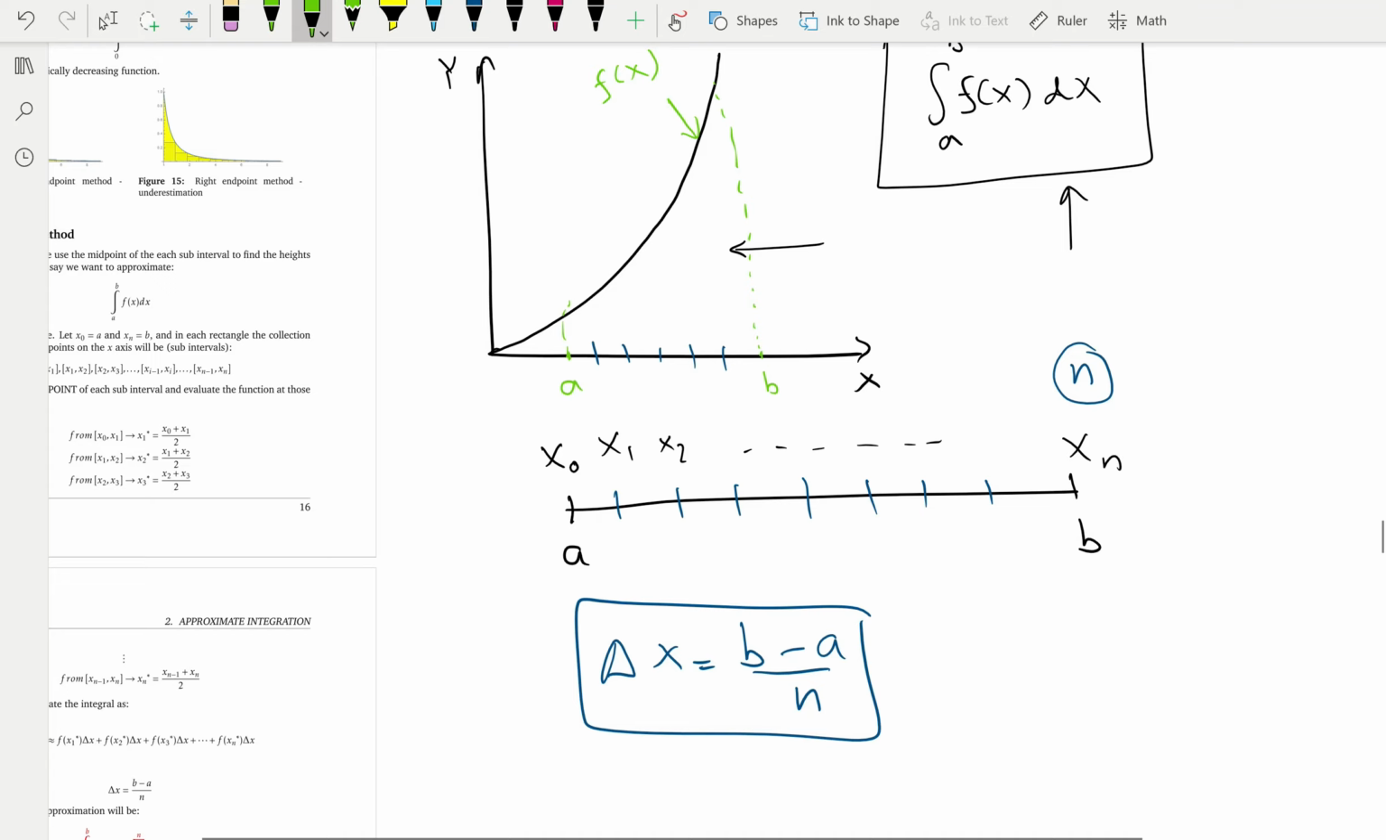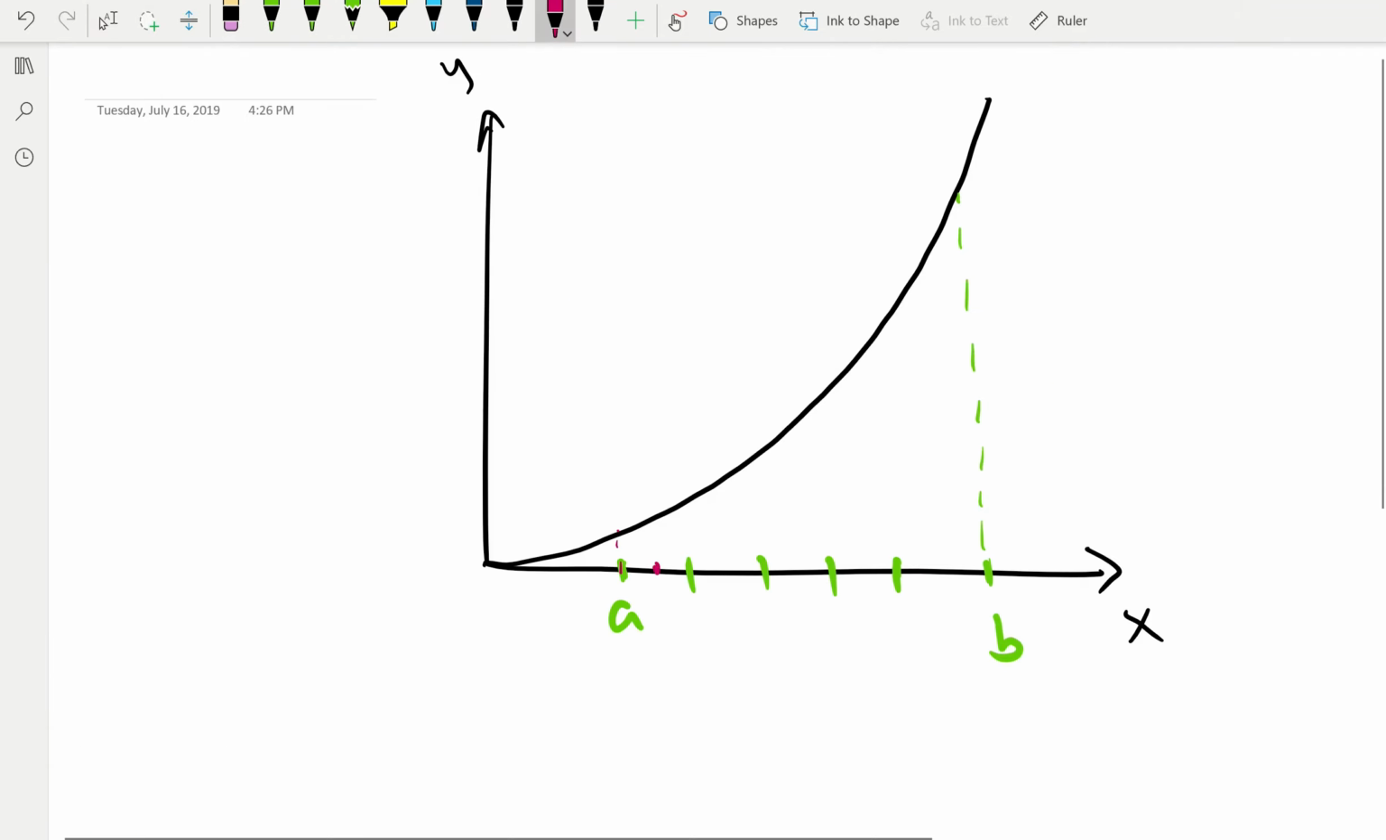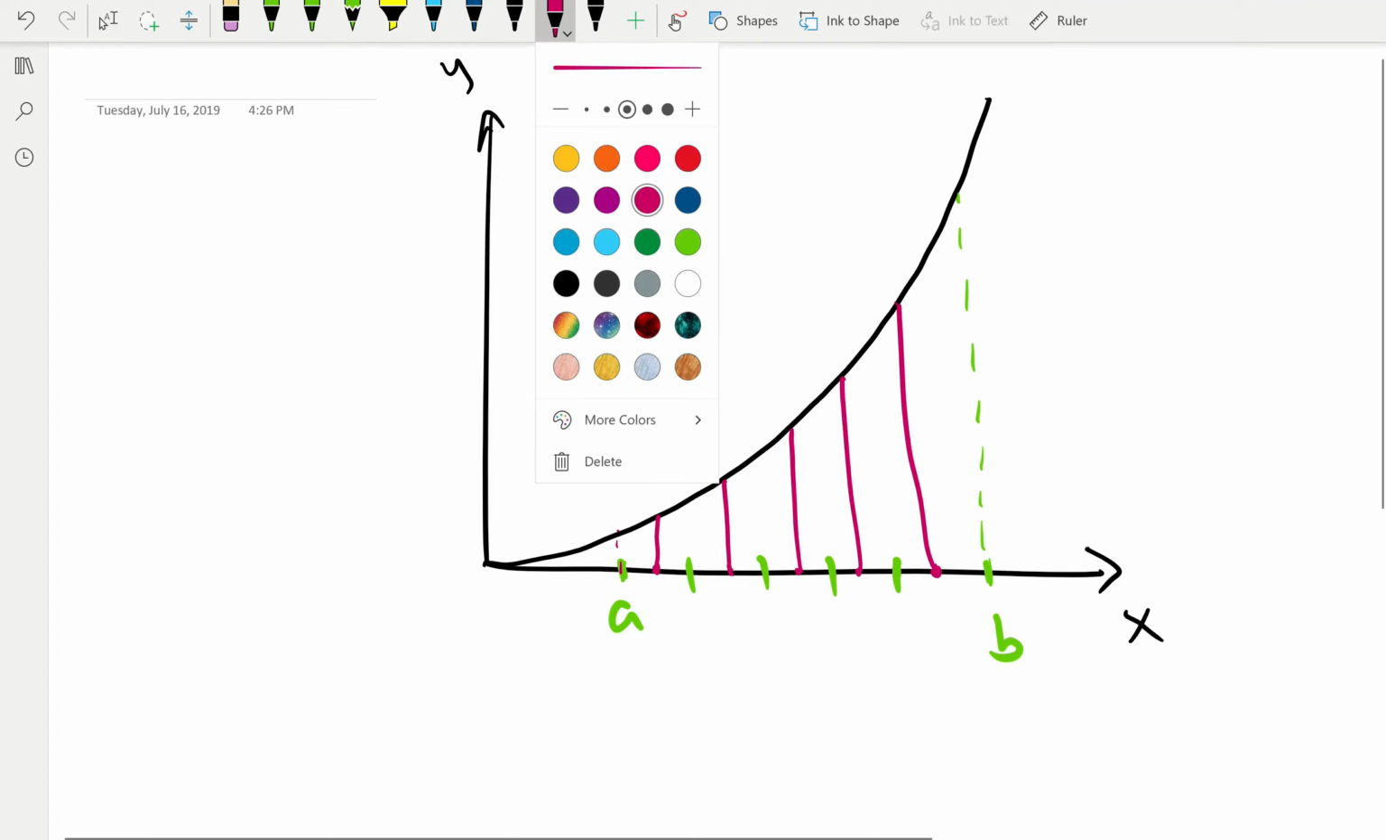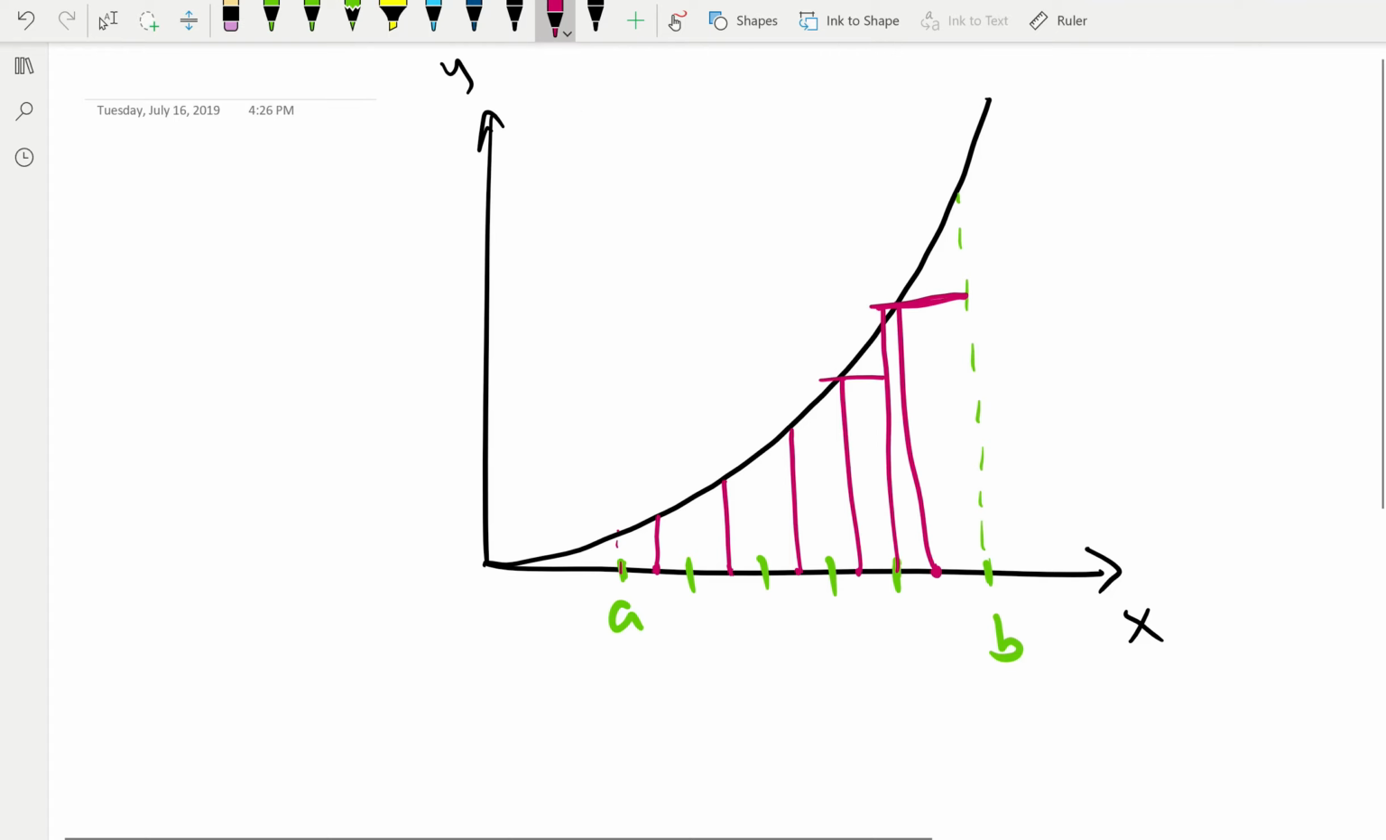Now, the midpoint method is that you use the midpoint of each sub-interval to construct the height of the rectangles. First we mark the midpoint of each sub-interval, the middle point, and then connect the midpoint with the graph, like this. Make sure you form the rectangles, and there you go, you get the midpoint approximation, rectangles using the midpoint of each sub-interval.